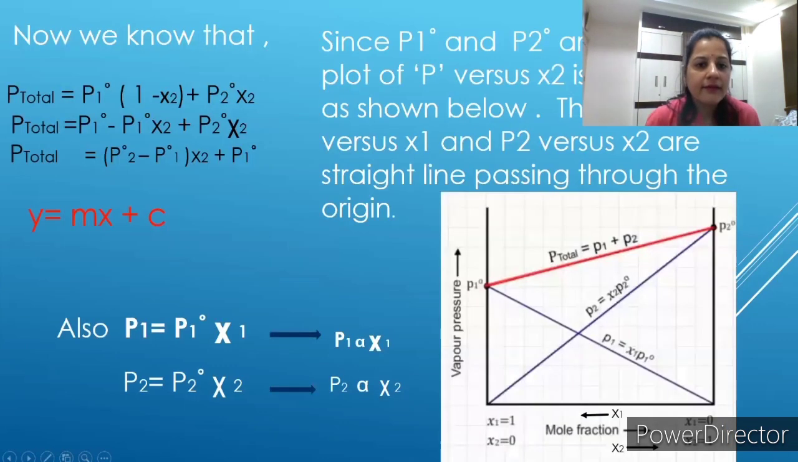So if I compare this equation, this is also of the same type, y is equal to mx plus c. If I plot a graph between y and x, meaning P total and x2, then I will get a graph like this. This is my vapor pressure P total, and if I take the mole fraction x2 on the x-axis, I will get a straight line with the intercept P1 naught. Here the intercept is P1 naught. So we get a graph like this.